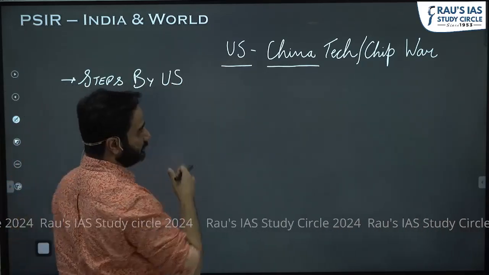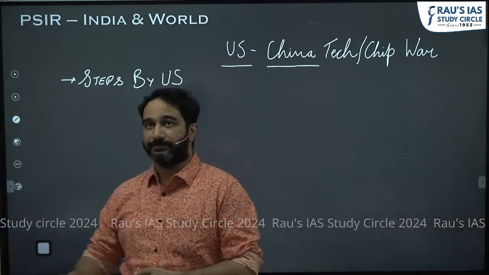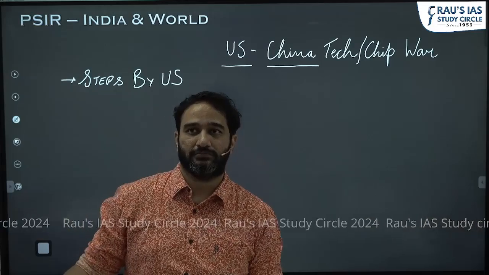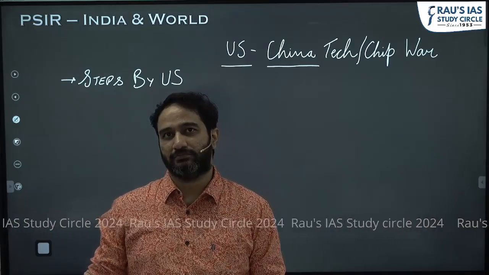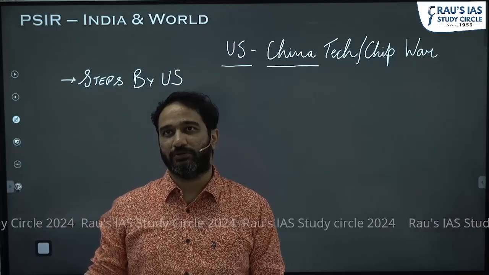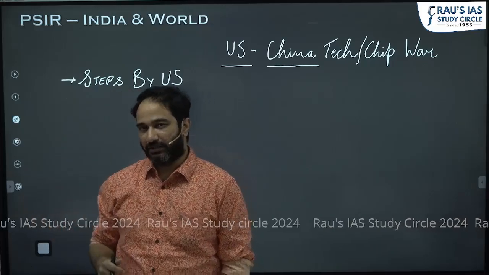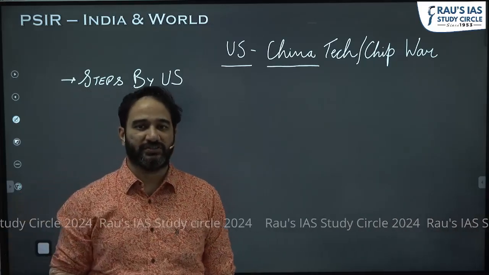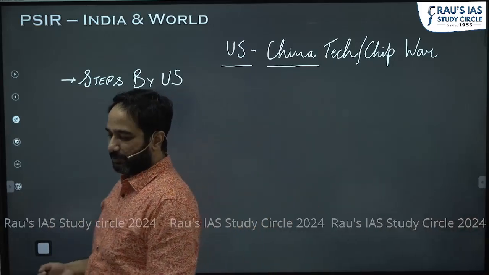Steps taken by the United States. This we have to write on the US-China technology chip war, or semiconductor war. Under this, write down first, what are the steps that have been taken by the US in terms of this? Write down the first one.